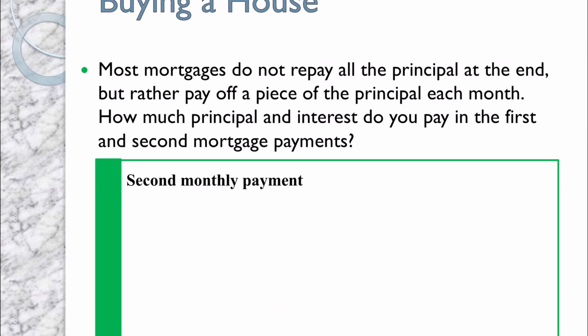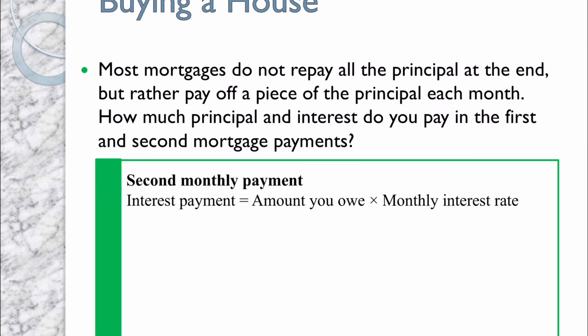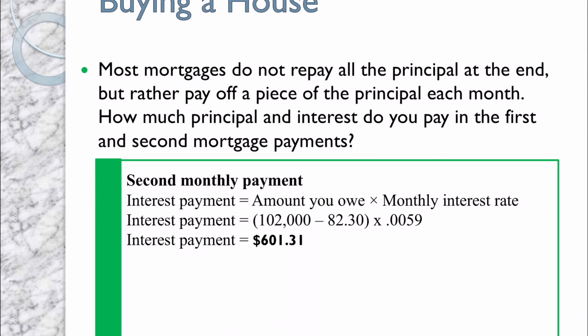My second monthly payment is the same setup: the amount that I owe times our monthly interest rate. In the first month, the amount that I owed was $102,000. However, in that first month, $82.30 of my payment went towards reducing principal. So I'll take the initial amount that I owe, $102,000, subtract the amount of my first payment that went towards reducing principal, the $82.30, and multiply it by the monthly interest rate of 0.0059, so 0.59%, and I get an interest payment in month 2 of $601.31. Notice that this has slightly gone down.